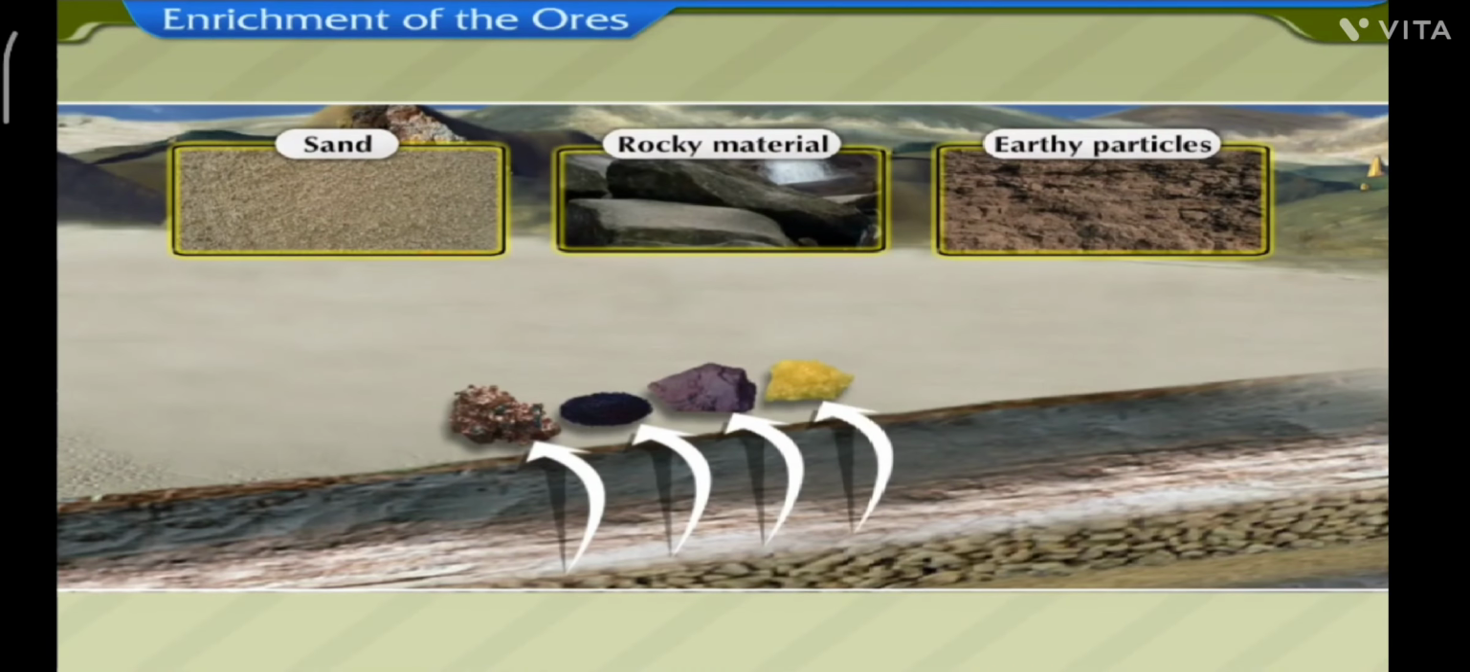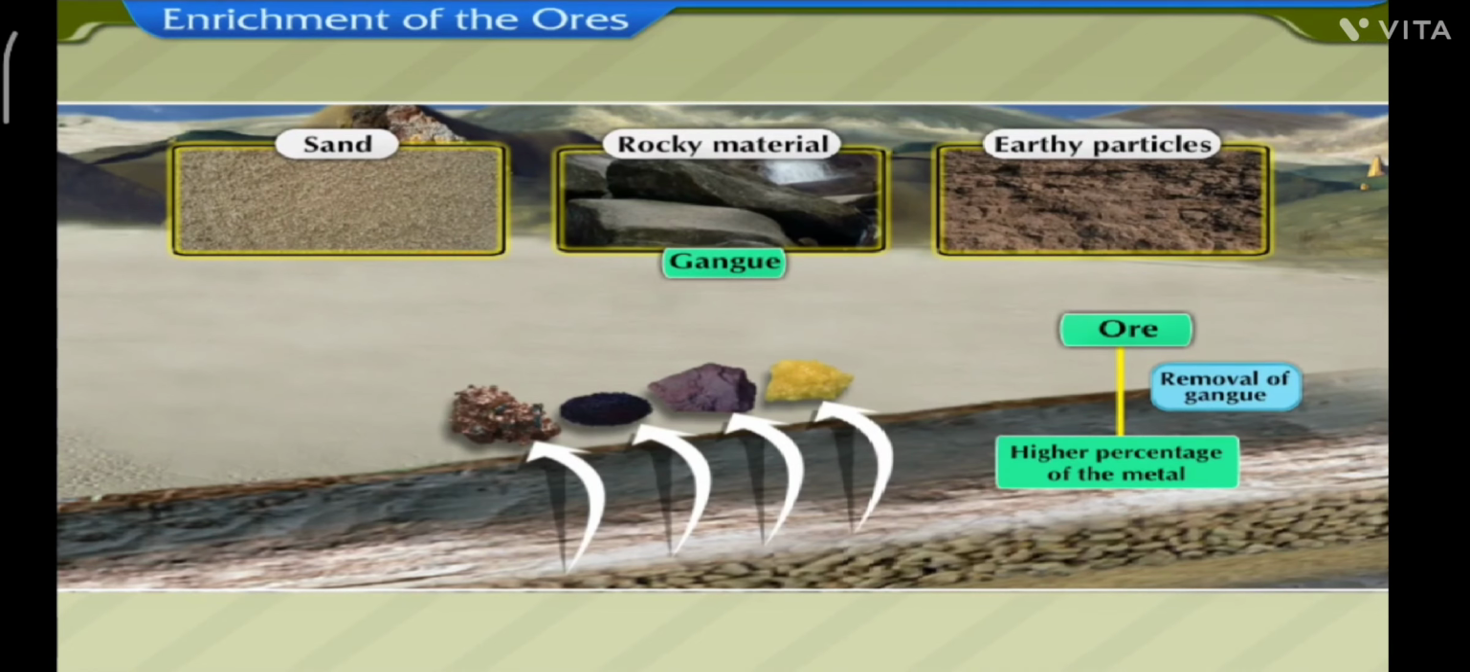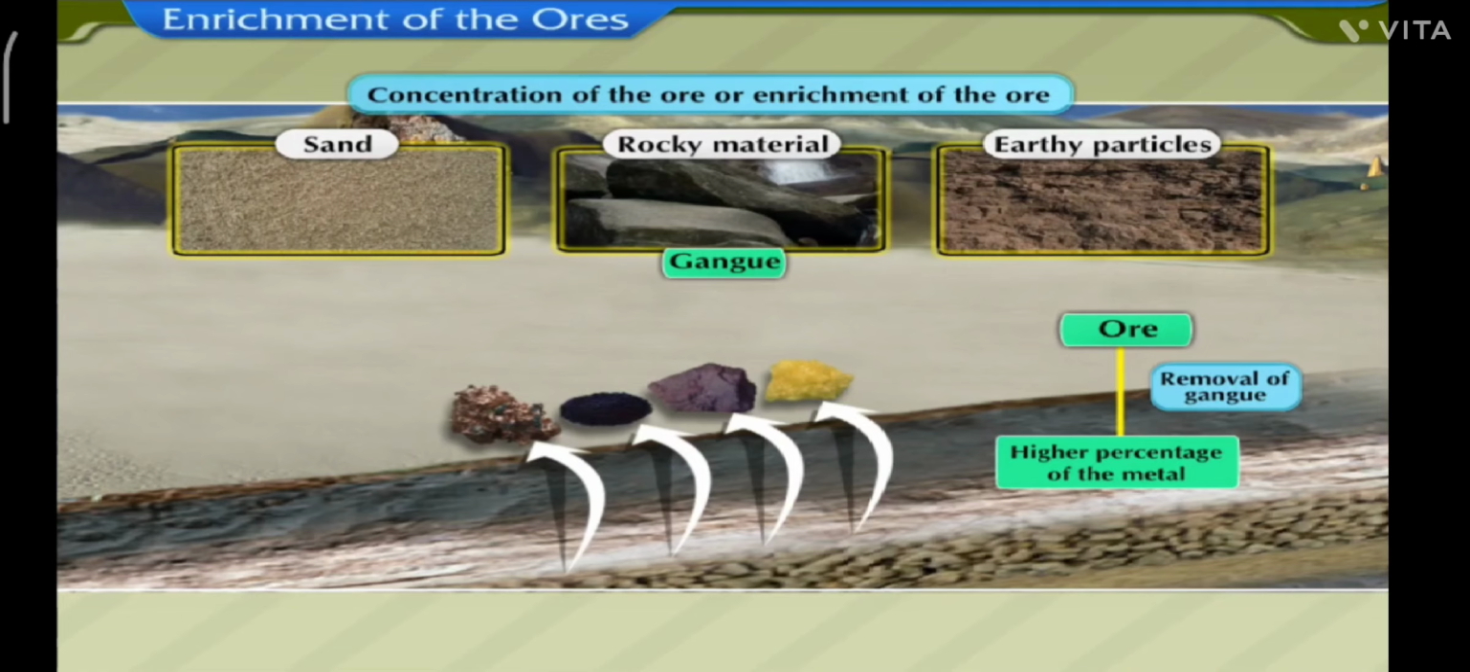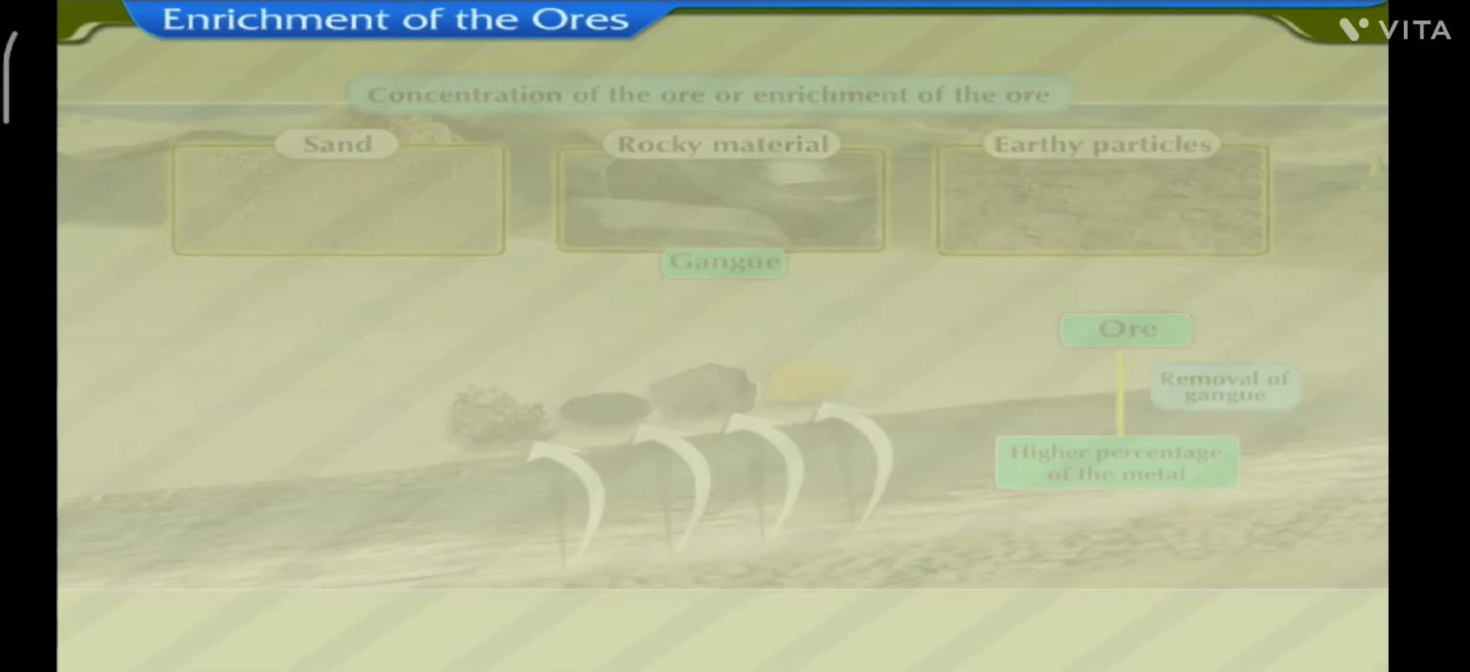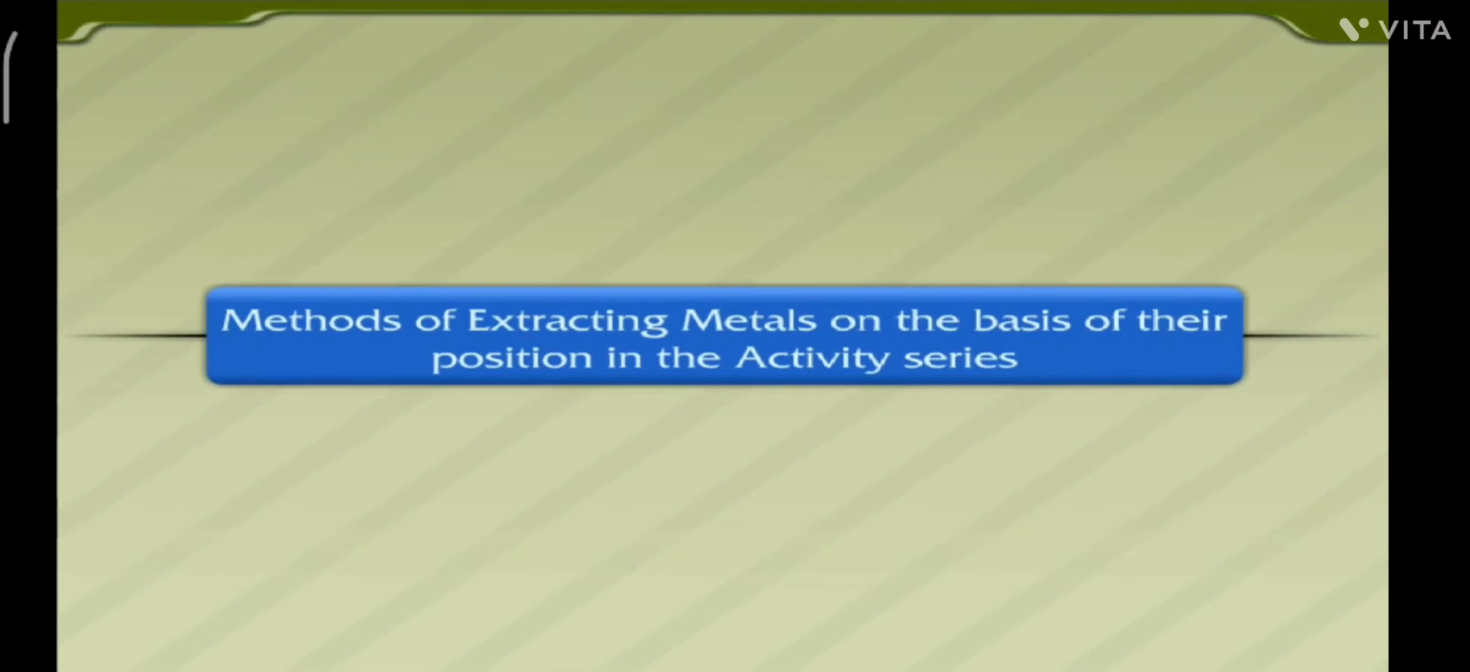Before extracting the metal from its ore, it is necessary to remove the impurities or gangue from the ore. By removing the gangue from the ore, we get an ore containing a higher percentage of the metal. This process is called concentration of the ore or enrichment of the ore. Methods of extracting metals on the basis of their position in the activity series.